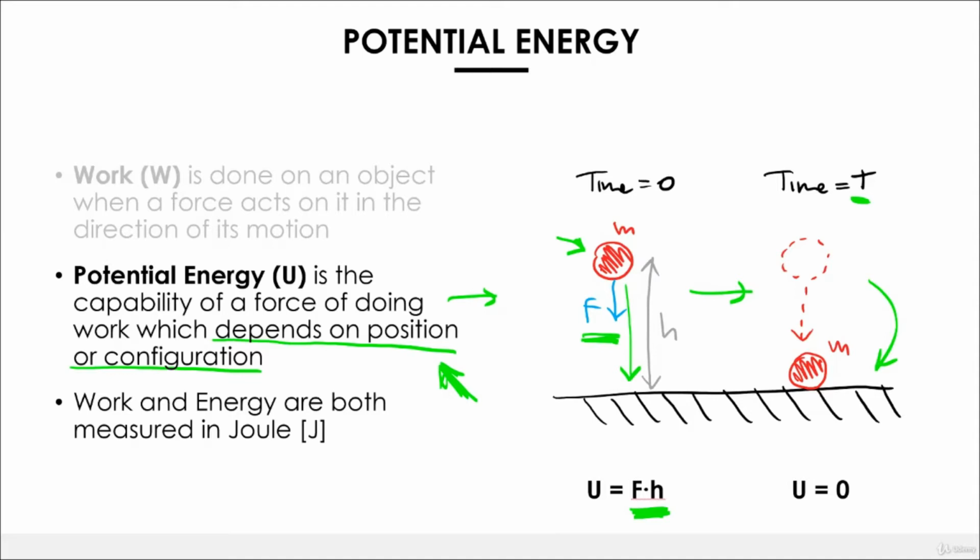At time t, the object is on the floor, there is no net force applied to the object anymore, and also the height is 0 now, so the potential energy is 0 in that case. Work and energy, as you can see, are interchangeable in a way, so they're both measured in joule.